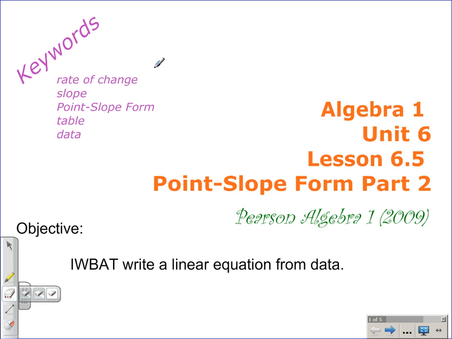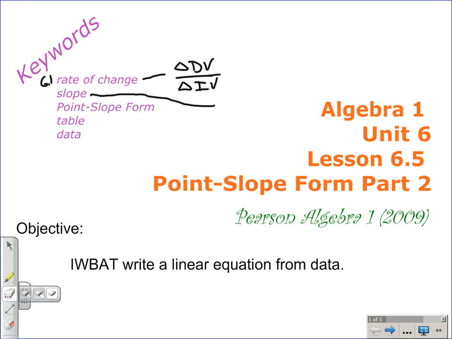Key words in this lesson are going to be rate of change. Now, we talked about rate of change in Lesson 6.1, on rate of change and slope. The rate of change, we defined as the change in the dependent variable over the change in the independent variable. This is the Greek letter delta, meaning change in, and I abbreviated here dependent variable and independent variable. So remember, rate of change is the change in the dependent variable over the change in the independent variable.